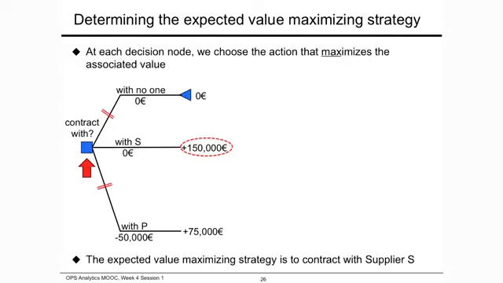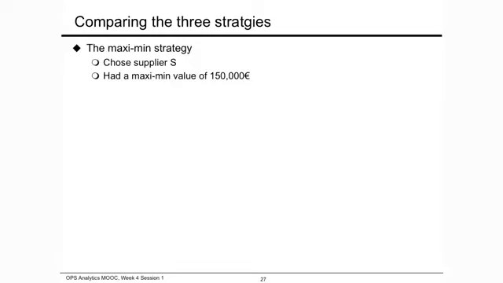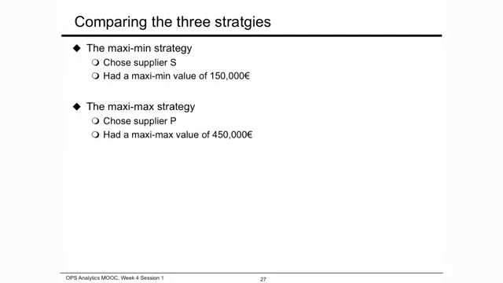So those are the three strategies: maxi-min, maxi-max, and expected value maximizing strategies. The maxi-min strategy was to choose supplier S, and it had a maxi-min value of 150,000 euros. That is, that was the strategy that would ensure that the worst that could happen would be IDEA would earn 150,000 euros. The maxi-max strategy was to choose supplier P, and it had a maxi-max value of 450,000 euros. The maxi-max strategy ensures that IDEA has the chance of earning up to 450,000 euros.